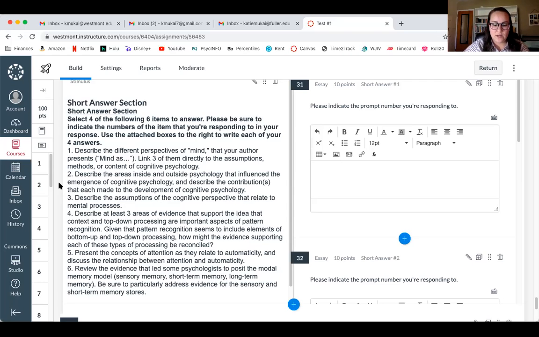For the second one, areas inside and outside of psychology that influence cognitive psych. So starting with areas inside, you could have talked about Ebbinghaus and verbal learning. And then you also would have wanted to talk about what it contributed, right?